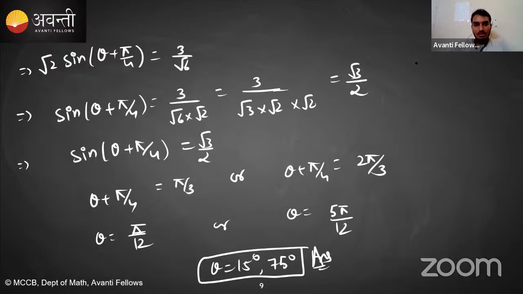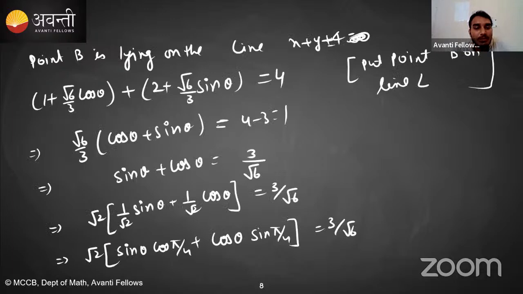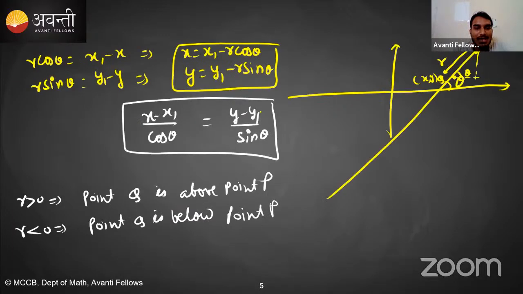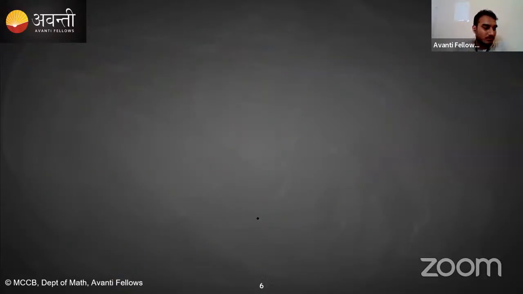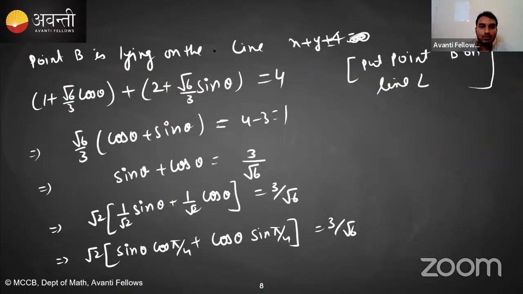Okay. So these kind of questions come in the parametric equation, but the important thing is you have to remember that the parametric equation of line is (x minus x1) upon cos theta is equal to (y minus y1) upon sin theta, and it can be written as r. So r is the algebraic distance. R kya hai? Algebraic distance of a point Q from P. Okay, chalo, let's proceed further.